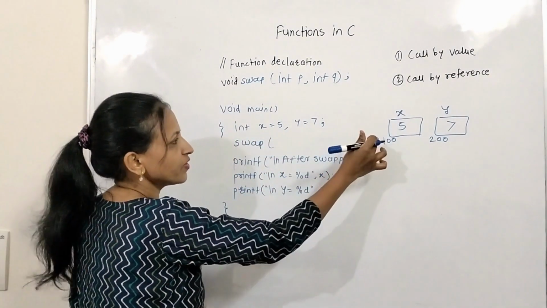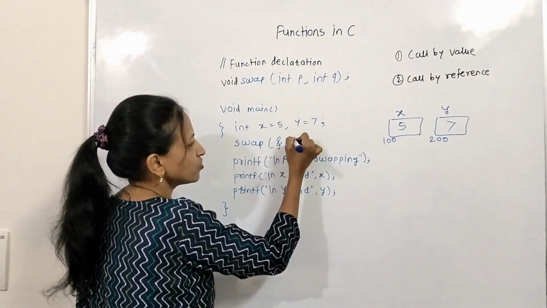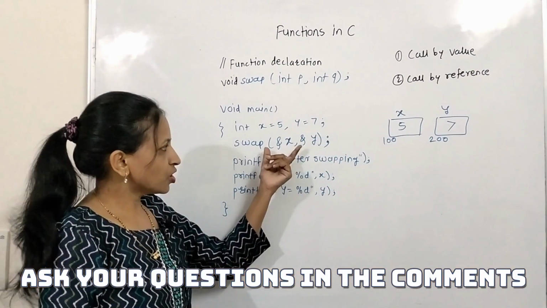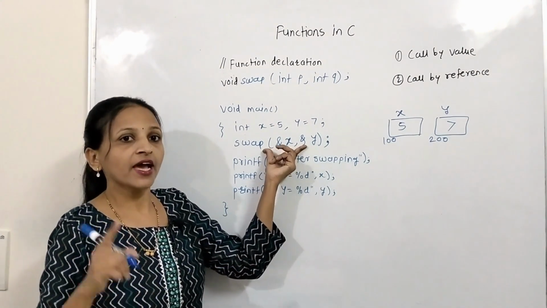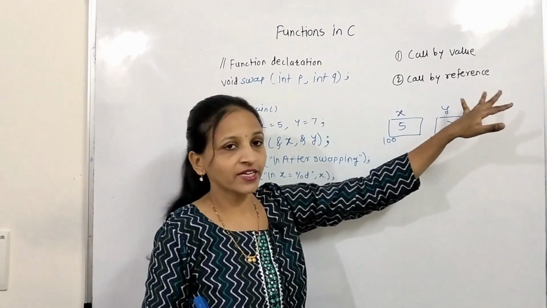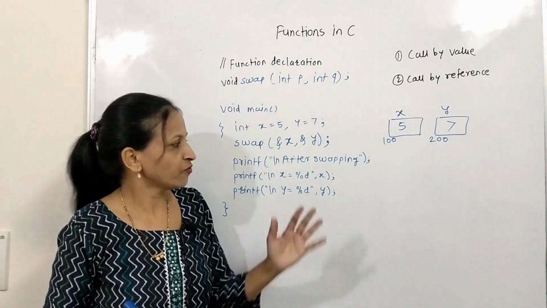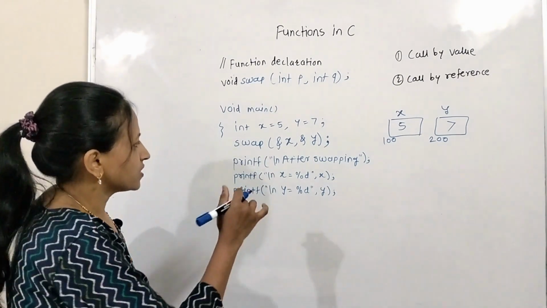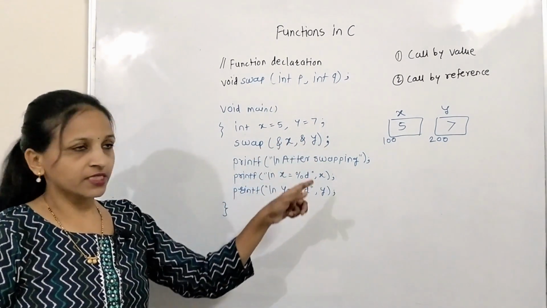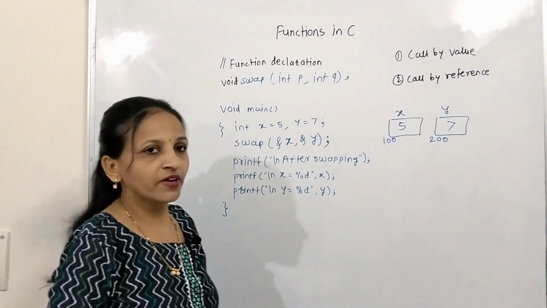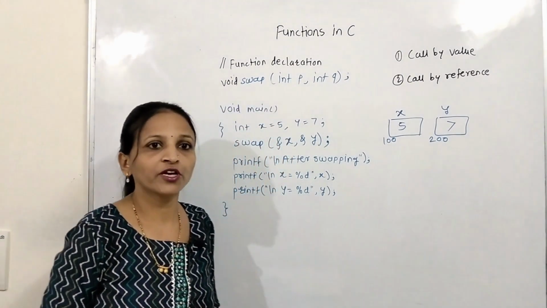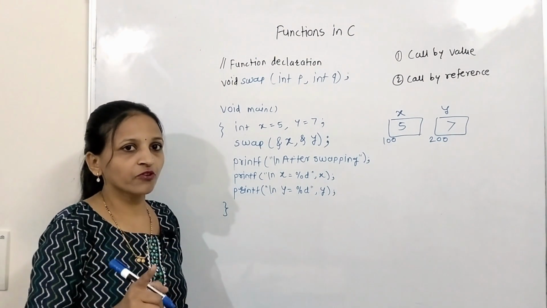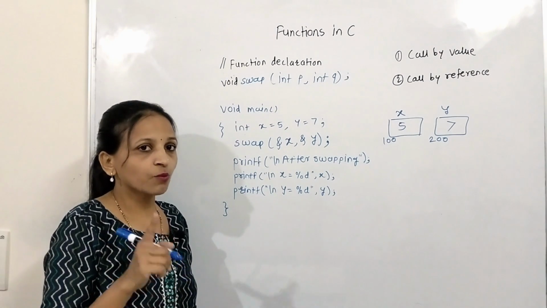Now here, instead of writing x and y, I will write address of x and address of y. This is nothing but the function call, and it is called by reference, or you can call it pass by reference. We are passing by reference. Now see here, whenever we pass addresses, normal variables are not capable of holding addresses. For storing addresses, only one type of variable is capable, that is a pointer variable.